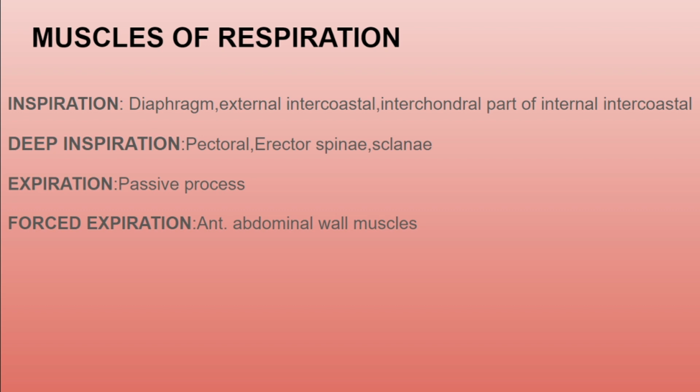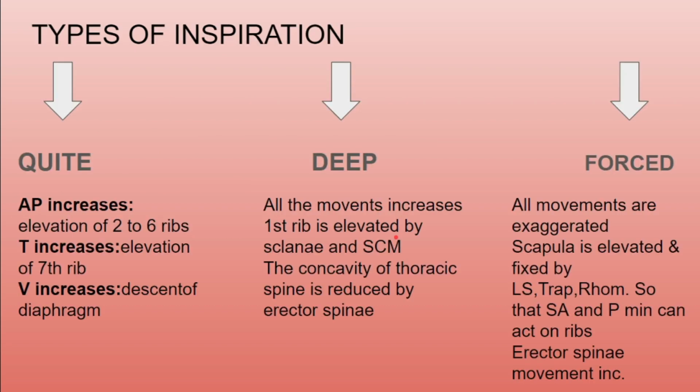Deep inspiration involves the pectoral muscles, erector spinae and the scalene muscle. Expiration is a passive process, so no muscles are required, only the elastic recoil of the chest wall. We'll talk about this. Forceful expiration involves the anterior abdominal wall muscles. Okay, now types of inspiration.